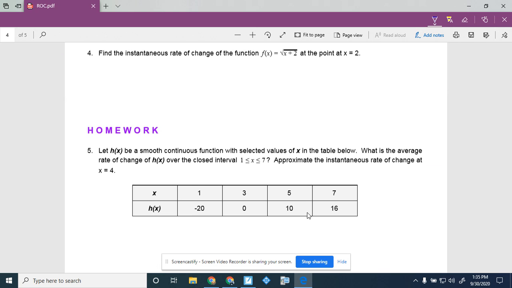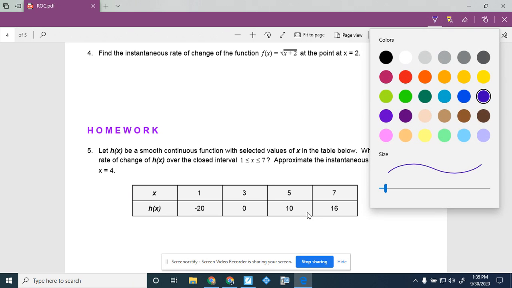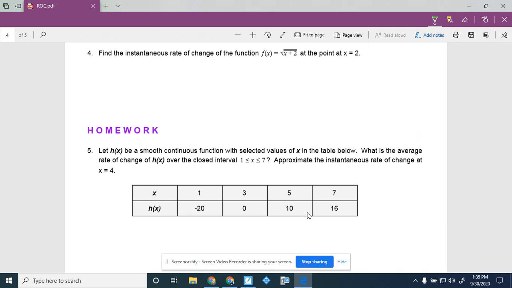All right, let's do this next question. A little bit of a curveball here. Let's do this one in a happy little green. It says find the instantaneous rate of change of this function at x equals 2. Okay, so you're like, all right, how am I going to do that?